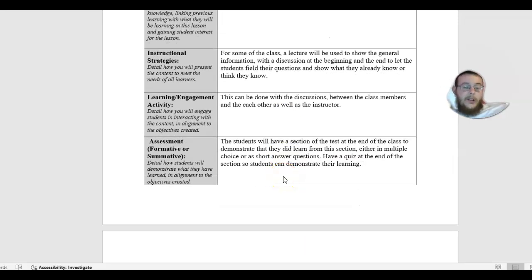The assessment, students will have a section of the test at the end of the class, not the class period, but the overall class, to demonstrate that they did learn from this section. It'll either be multiple choice or short answer. And then also having a quiz at the end of that class section, that way students can demonstrate their own learning, show that they have indeed been paying attention and that they do know what is going on, so that way when the test comes around, they can still say, hey, we did learn this.